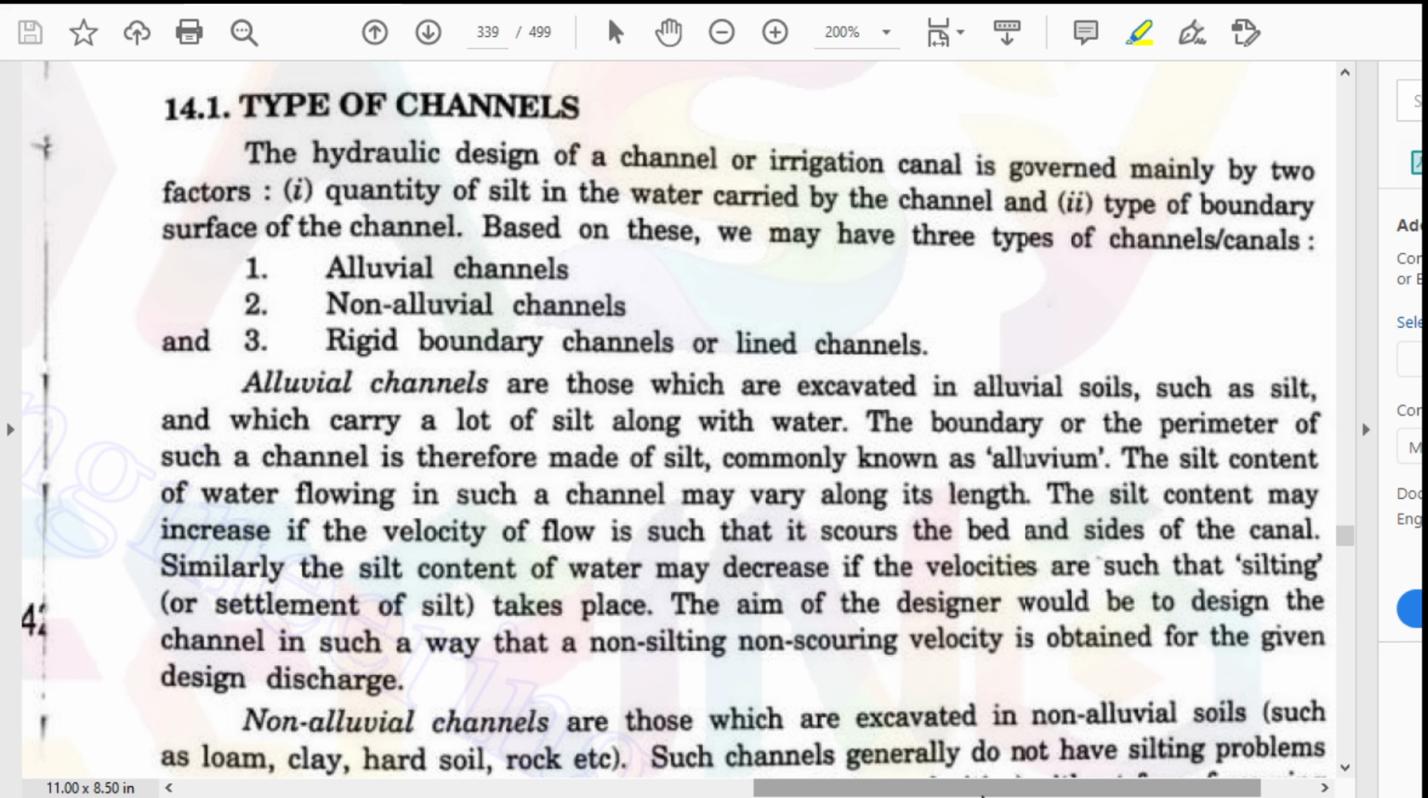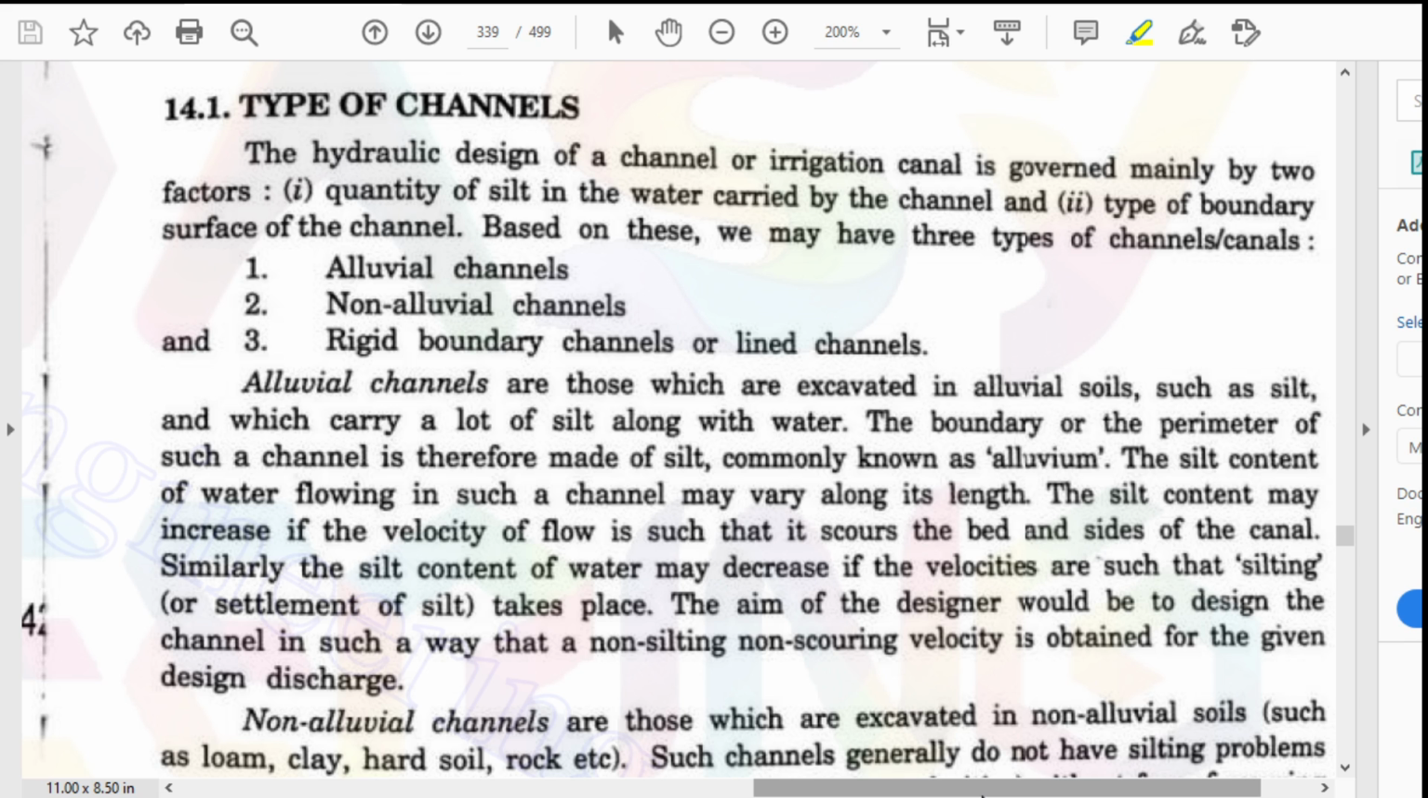Okay. Now, अगर वो सिल्टी सॉइल में एक्सकेवेट किया हुआ है, तो ऑब्वियसली क्या होगा कि उसके अलोंग जो वाटर आएगा वो वाटर अपने साथ लॉट्स ऑफ सिल्ट लेके आएगा. Okay, now as it carries lots of silt, what happens? The boundary or wetted perimeter of that channel will therefore get eroded.